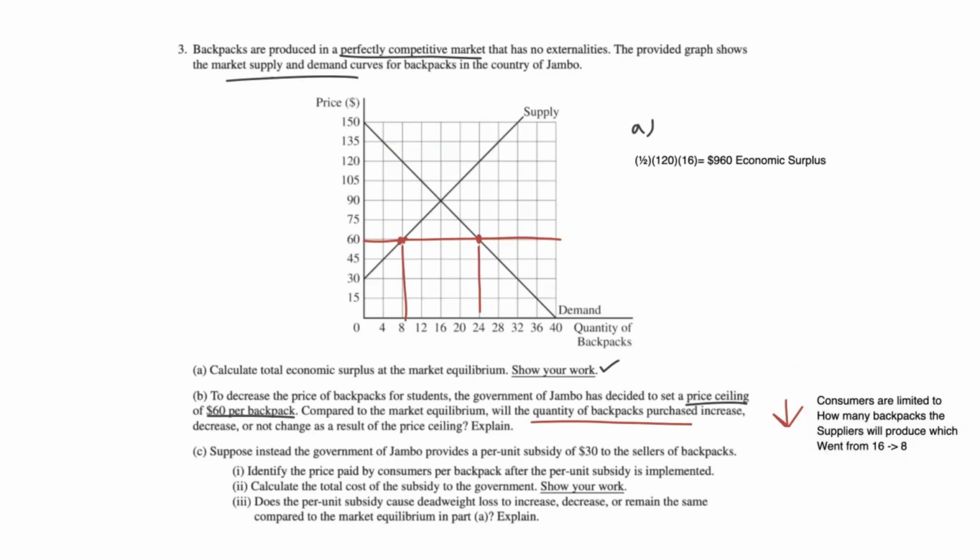All right, cool. Let me just erase all this mumbo jumbo. Okay, cool. Let's move on to part C. It says, suppose instead the government of Jambo provides a per unit subsidy of $30 to the sellers of backpacks. So each unit, the government is basically going to give $30 to help support these suppliers.